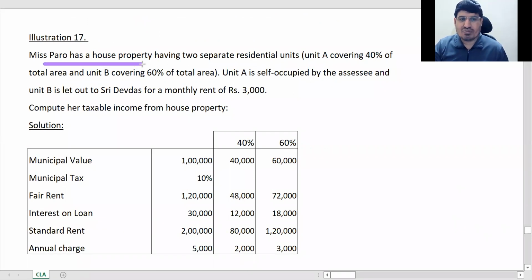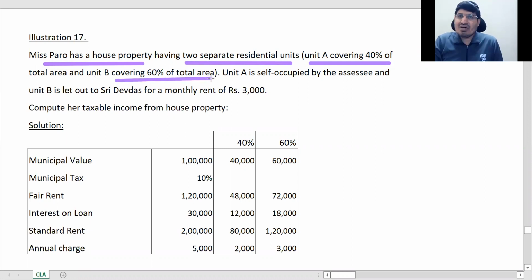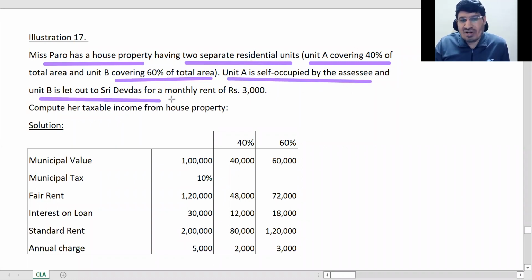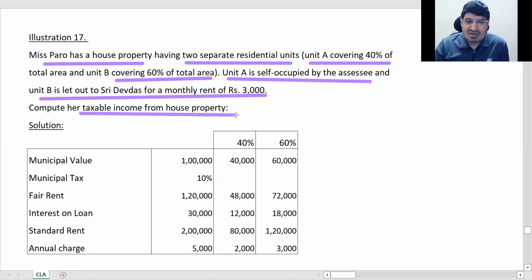Miss Paro has a house property, 2 separate residential units. Unit A covering 40%, unit B covering 60%. Whenever these percentages are given, you will immediately understand that it is a space division. Unit A is self-occupied and B is let out for a monthly rent of 3,000. Calculate taxable income.